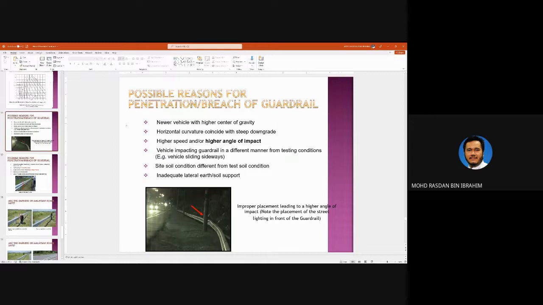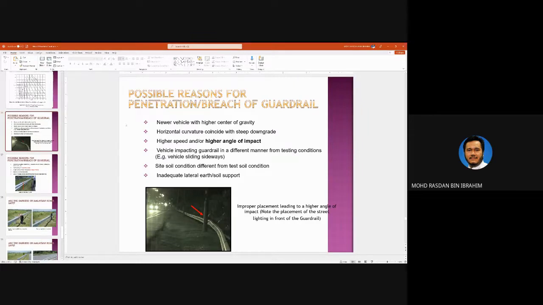For example, sliding sideways. Soil condition. I'm not sure whether people really take this into account or not. If the soil is very soft, then you'll need to use some different type of footing for the guardrail. But actually the guardrail goes very deep. The hole for the footing is very deep. It's about 2 meters, more than 1 meter. What you see is just a little bit of the post. The rest of the guardrail is planted inside, very deep.